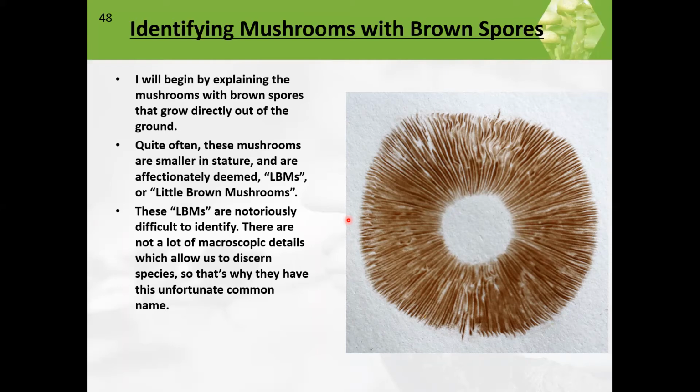But anyway, a lot of these mushrooms are smaller in stature and they're affectionately named LBMs, or little brown mushrooms, because people can't identify them. Usually they're very abundant and they can be very difficult at times. That's why they have that affectionate name.